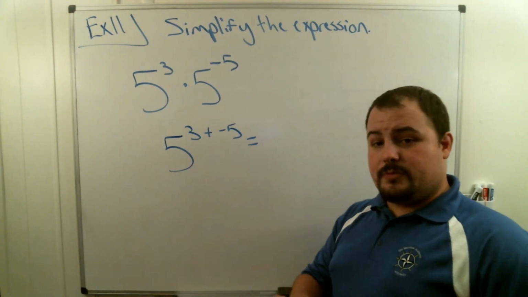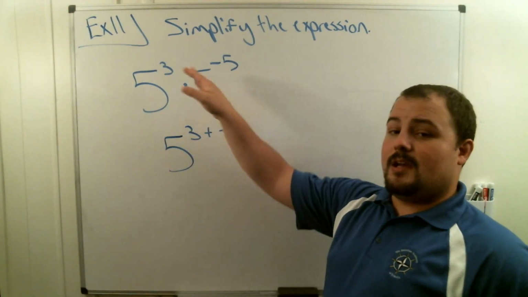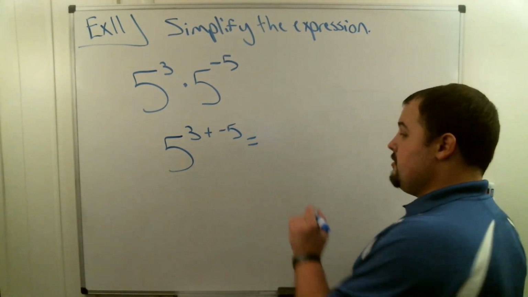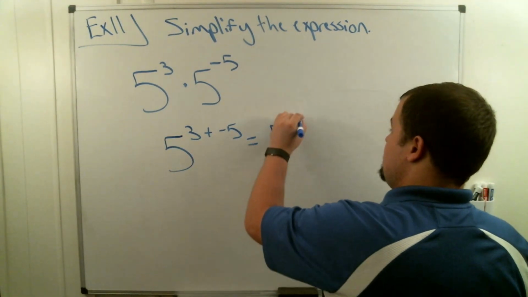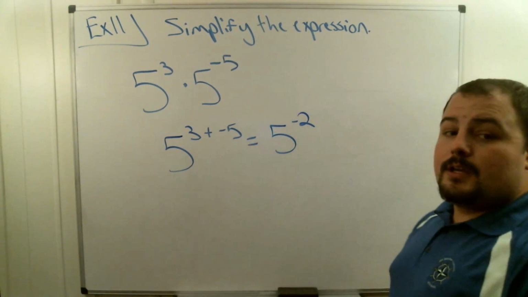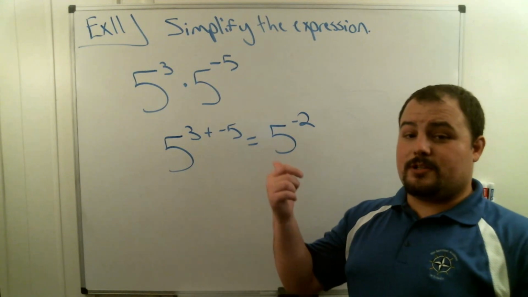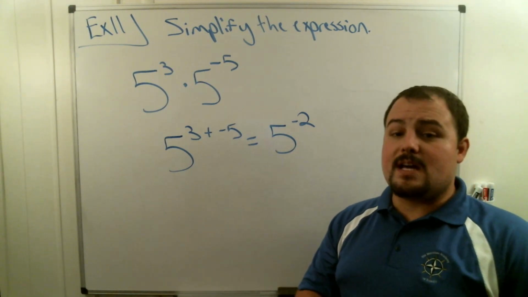So we're adding the exponents because our bases are the same and we're multiplying. Well, 3 plus negative 5, hopefully you know your math, is 5 to the negative second power. Now, this would be good, but I actually want to solve this problem because that's what the word simplify means. I want to get it as simple as possible.